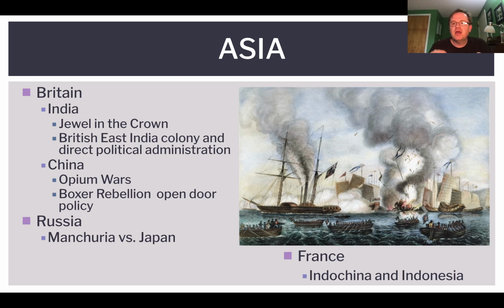In China, they don't really control it as a colony at any point in time, but basically, through a number of factors, they're able to impose their economic will on China and basically require them to trade with them, even though China really was not interested. They fight these things called the Opium Wars, where essentially Britain fought a war with China because China made it illegal for Britain to sell the Chinese citizens opium. And so Britain fought a war so that they could continue to sell opium.